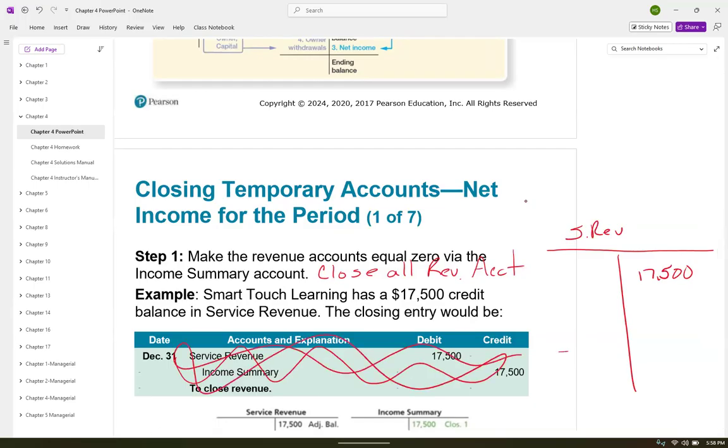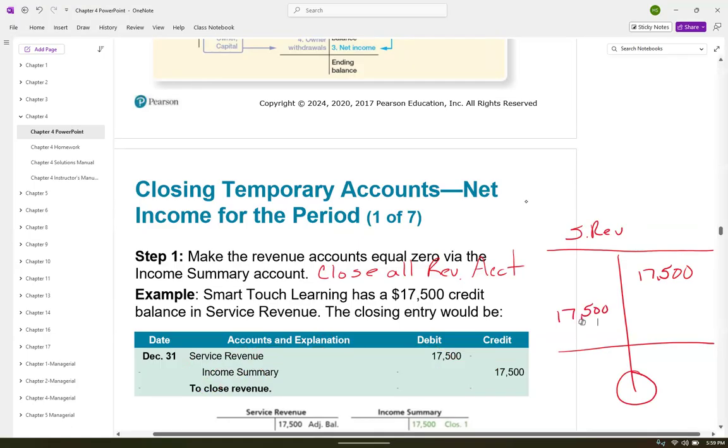All right. We're trying to close this out. This is a temporary account. We want it to be zero. So we're going to have to debit this account for 17,500. Okay. So we're going to debit the service revenue. If that feels backwards to you, that's good because we are sort of going backwards. Okay. I'll give you a little acronym when we get to the last step on how to remember these steps, but we are going backwards here because I drew that zero there and I'm debiting service revenue.